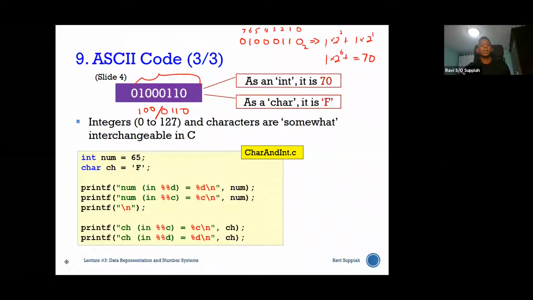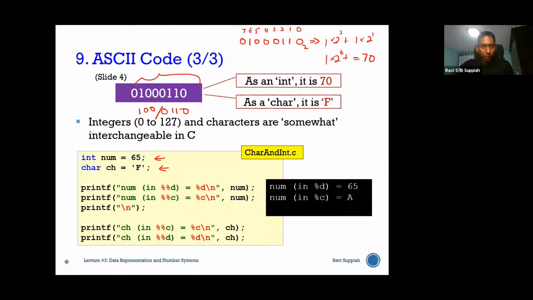Now if I look at this code here, you see that I have two variables, integer num and character, 65 and F. Let's see what gets printed out. In the first line, I print out num, which is an integer, and I use %d. When I use %d, I am telling the C program that I want to interpret the values inside this variable as an integer number. Since the value is 65, it automatically gets printed as 65.